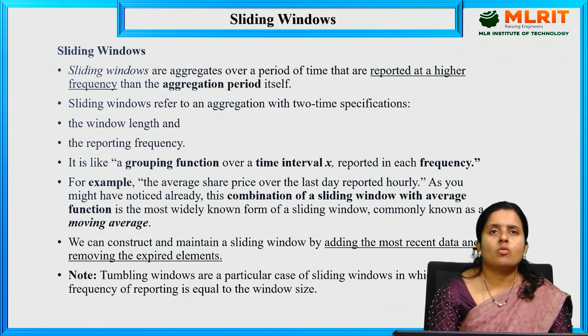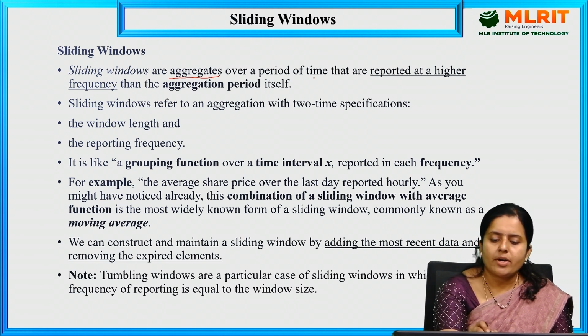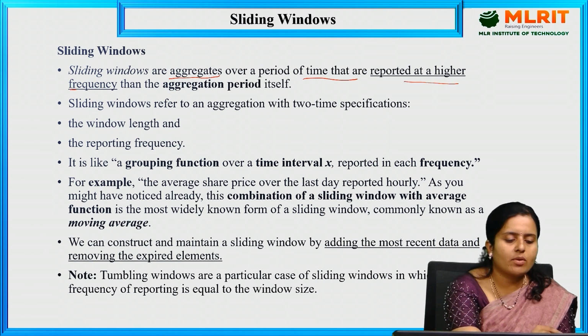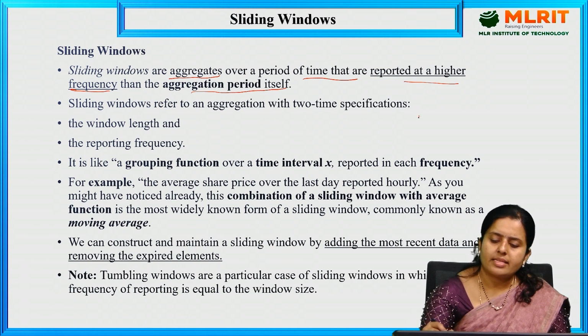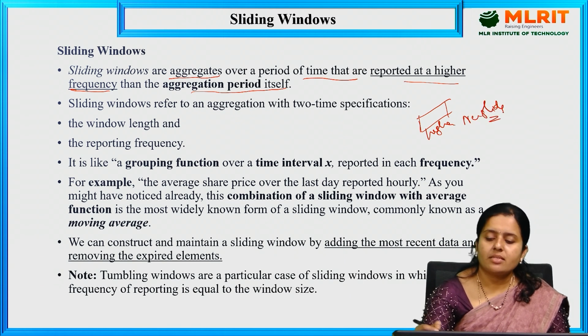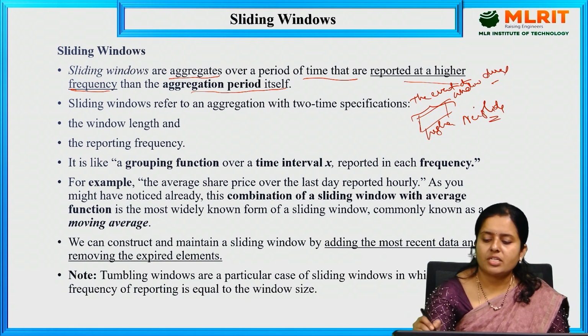Now let's move on to the sliding window. What is a sliding window actually? Sliding windows are aggregates over a period of time that are reported at a higher frequency than the aggregation period itself. So there may be chances of a higher frequency over each slide, which means the happening of event time is more. The window duration can be more with respect to the slide duration.